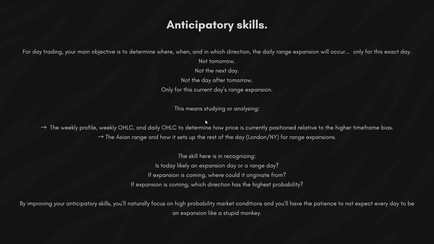Okay, so just to summarize everything, the skill here is in recognizing: is today likely an expansion day or a range day? And if expansion is expected, where could it originate from and which direction has the highest probability? The most important element here is to determine: is today likely an expansion day, or just a ranging day, or could it have short-term counter price action against the weekly bias?